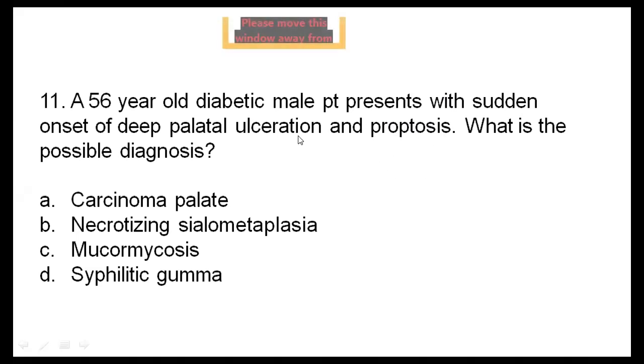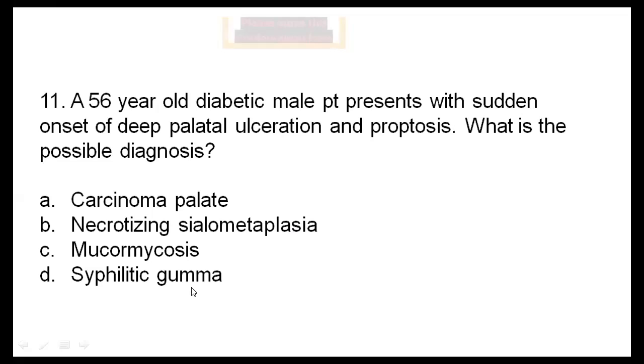So why is there proptosis and we are relating it to this? It means that there is some lesion which has gone into the palate and gone somewhere near the eyeball and it's actually pushing the eyeball outwards. That kind of growth will not happen with necrotizing sialometaplasia, isn't it? It just causes necrosis in that area of the palate. It will not spread onto the eyeball region. So that is not the right answer.